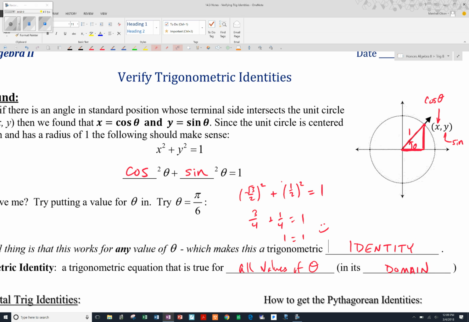These statements that work for any theta are known as trigonometric identities, and they are equations that are true for all angles of theta as long as it is a defined value in the domain of that function.